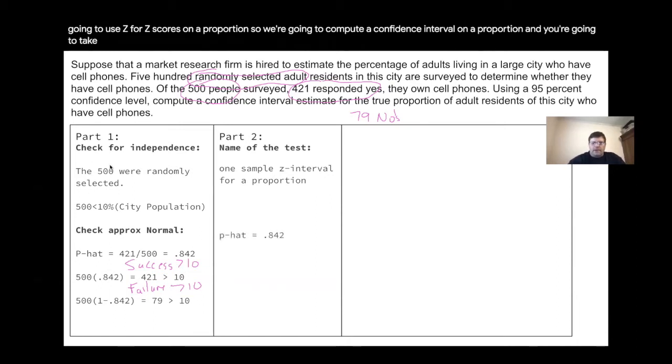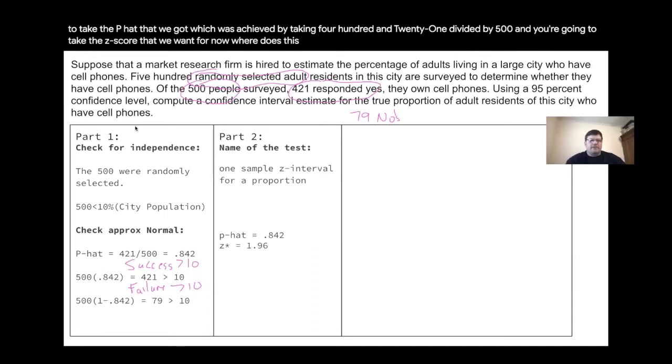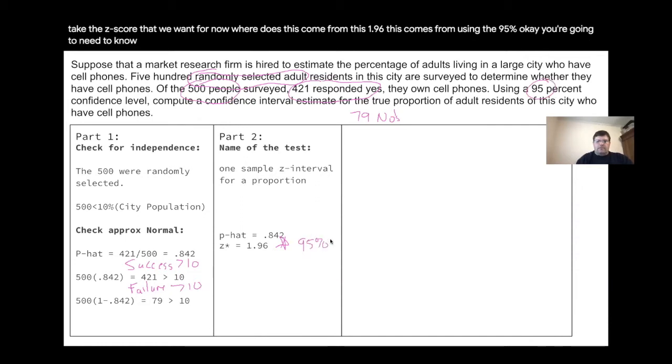And you're going to take the p hat that we got, which was achieved by taking 421 divided by 500. And you're going to take the Z score that we want. Now where does this 1.96 come from? This comes from using the 95%. You're going to need to know some basic ones. 95% is 1.96, and that comes from the Z-score chart. But we're going to use 95 a lot, so you probably need to just memorize 1.96.